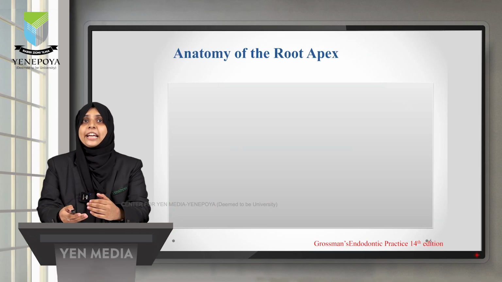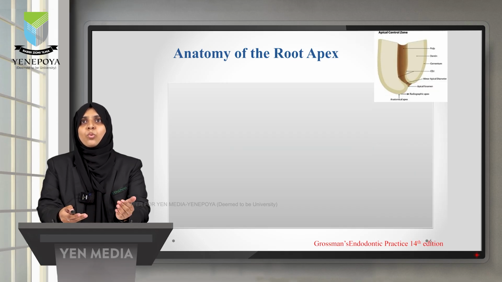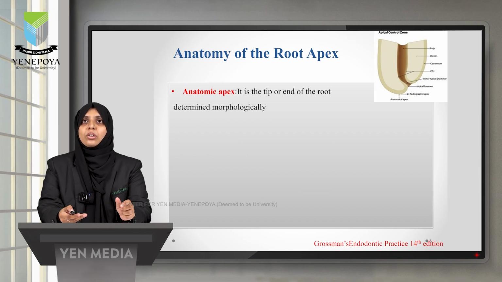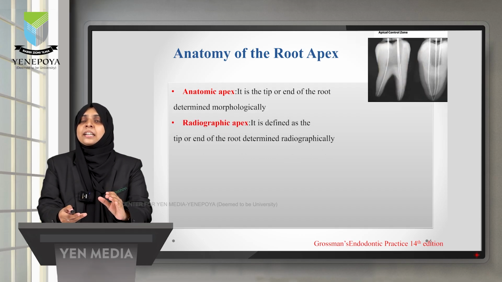Now coming to the anatomy of the root apex, let's see in detail how the anatomical structure is. We know what pulp and dentine and cementum are, which are there in the coronal part. It's also present in the root. So there is pulp, there is dentine, and the root consists of cementum as well. Along with that, when we look into the apex of the root, there is the anatomic apex. It is basically the tip or the end of the root, which is determined usually morphologically. Whereas the radiographic apex is basically the tip or the end of the root, which is determined radiographically.